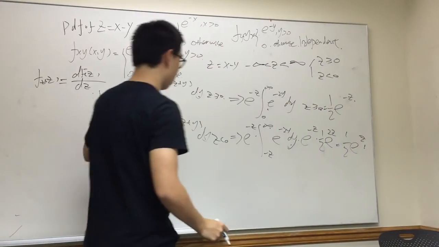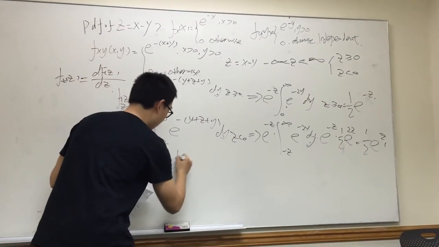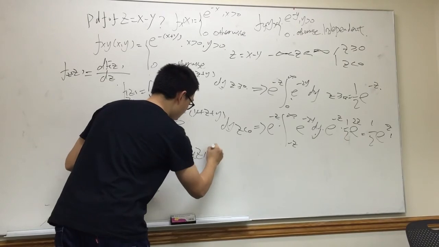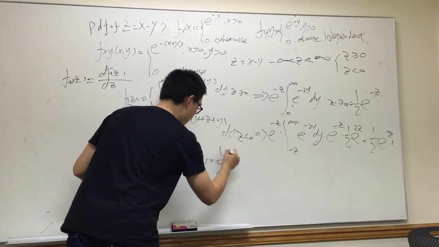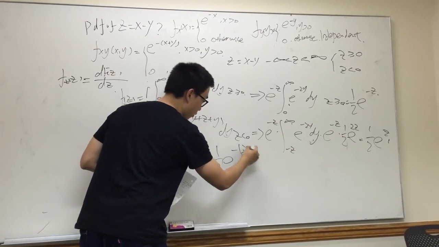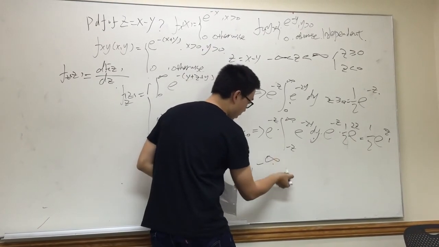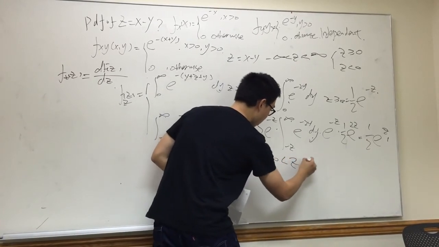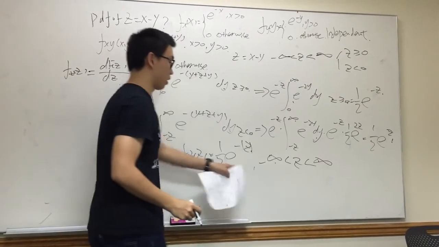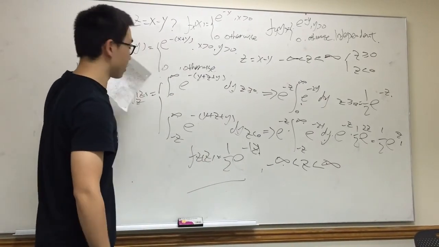And here, to summarize these two different scenarios, f_Z(z) equals half of e to the minus absolute value of z, and the range of z is from minus infinity to infinity, and this is the PDF of Z. That's all.